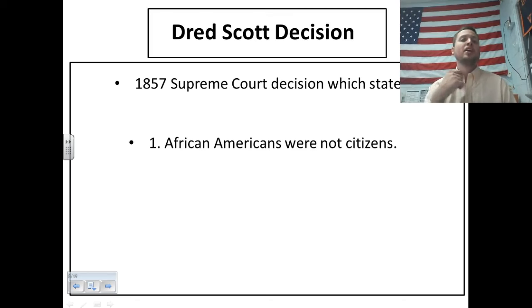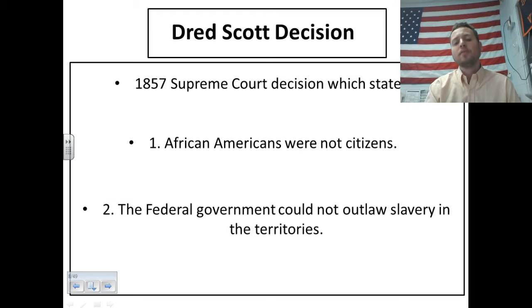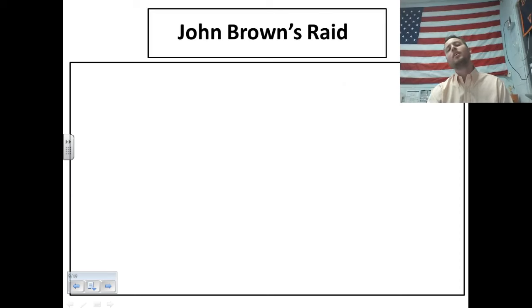Specifically, it said that Dred Scott couldn't sue in court because he wasn't a citizen, because all African Americans are not citizens. They do not have the same rights as whites. Number two, the federal government could not outlaw slavery in the territories. Slavery is free to expand all the way west into the territories. The Dred Scott decision was a dreadful decision. You guys got it? Good. Great, awesome. Here we go, next one.